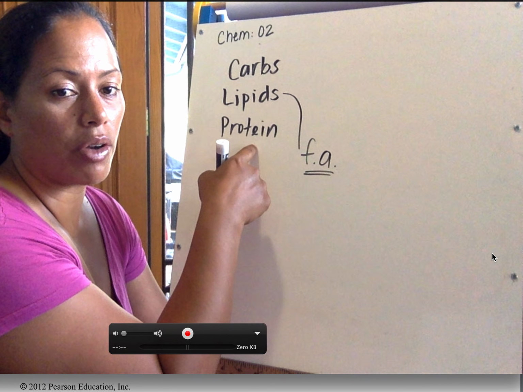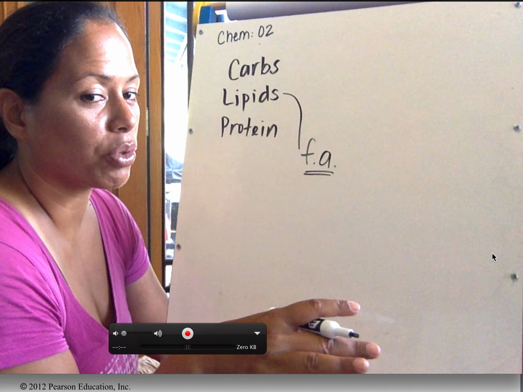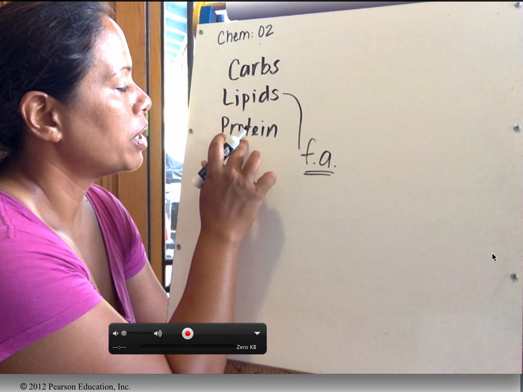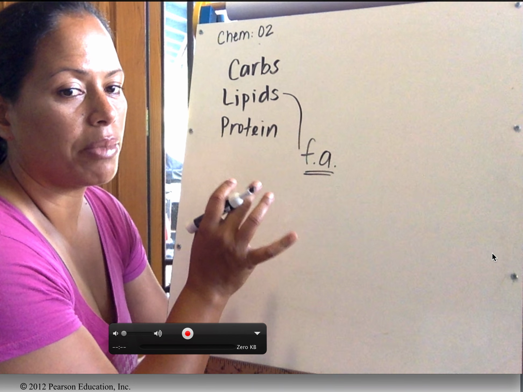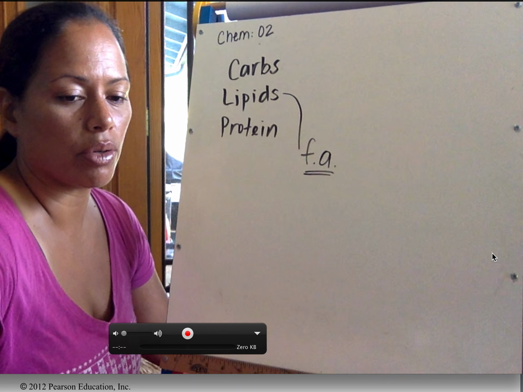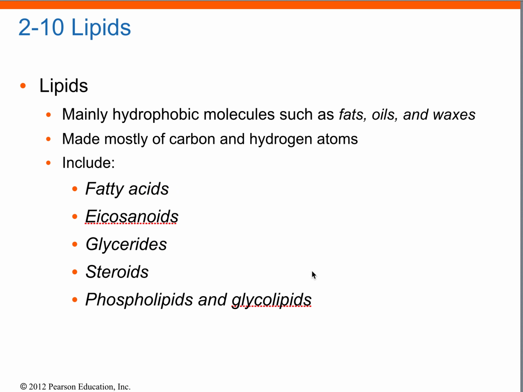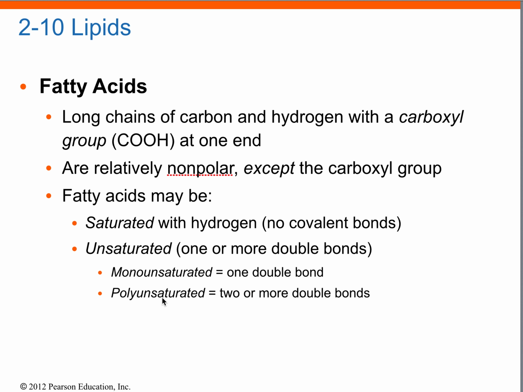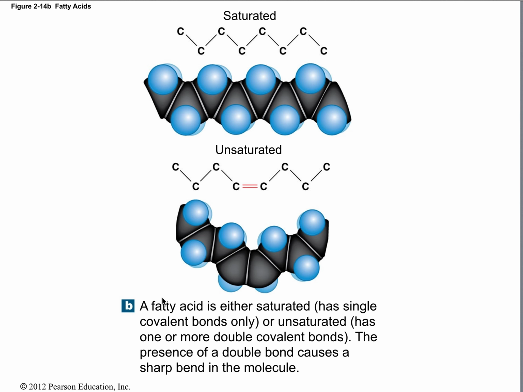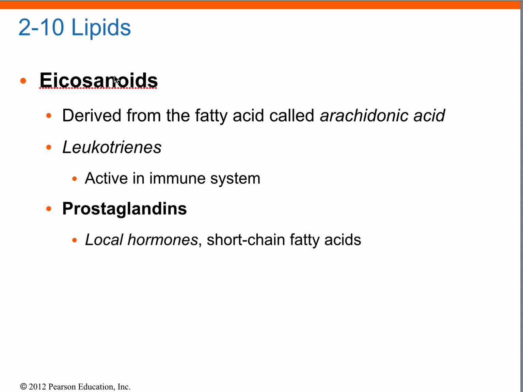Proteins are going to be your amino acids, and there are 20, and you don't have to remember what the 20 exactly are, but you just have to know that 20 amino acids exist. Carbohydrates are already reviewed, so let's take a look at what we have. So we have fatty acids, eicosanoids, and phospholipids. So fatty acids, I'm not going to test you heavily on.